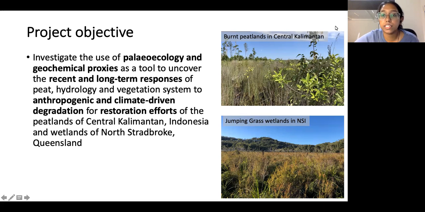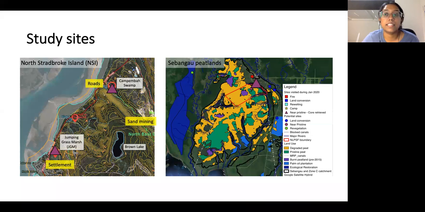So if you just look at these two sites, they haven't been degraded. So you can see that the kind of vegetation that takes over degraded peatlands is similar, and it is usually sedges or grasses. And this is something that we see in degraded peatlands or wetlands.